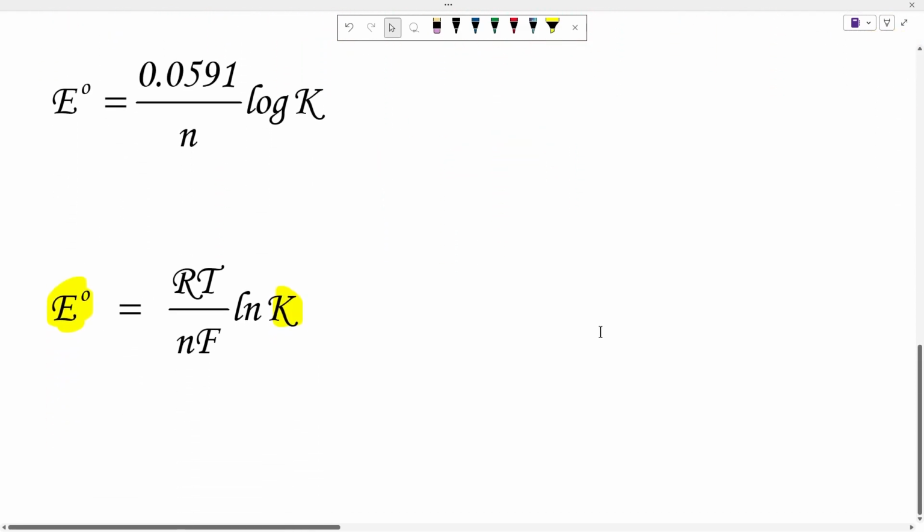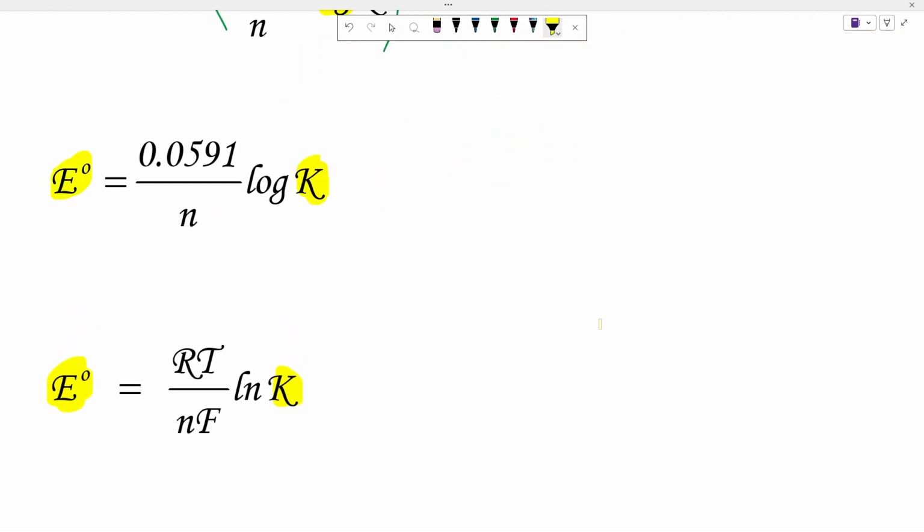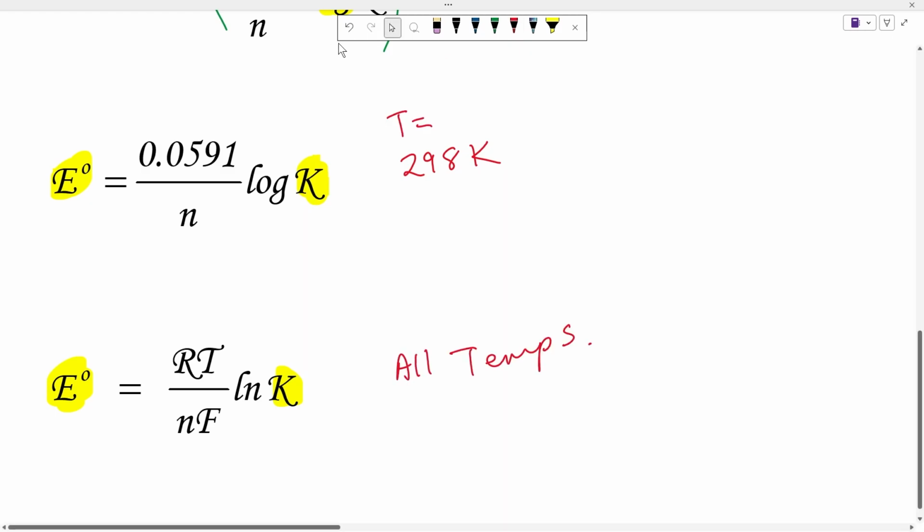And similarly, this is the equation to interconvert the standard potential and K, but again at 298 Kelvin only. Whereas this one, all temperatures would work. And that's how you use those formulas.